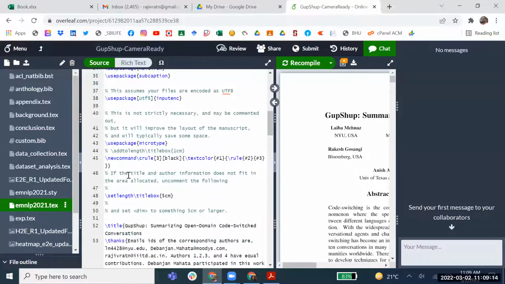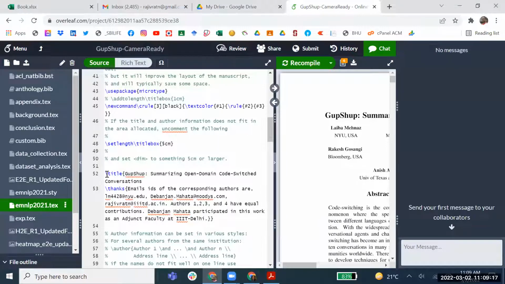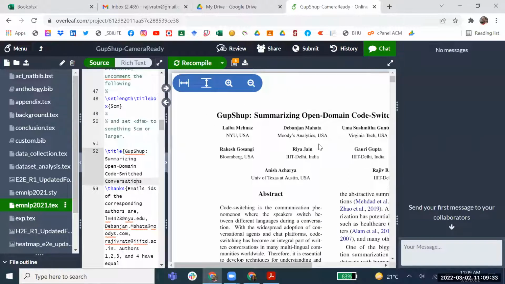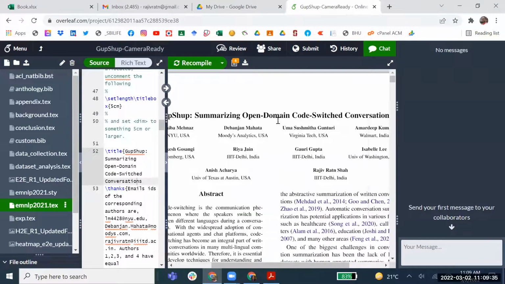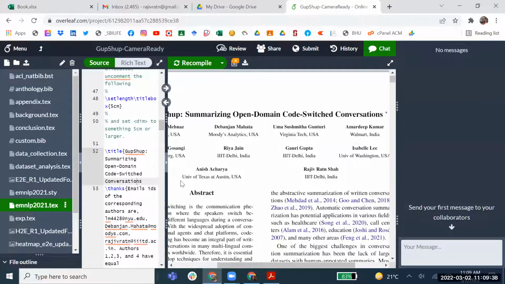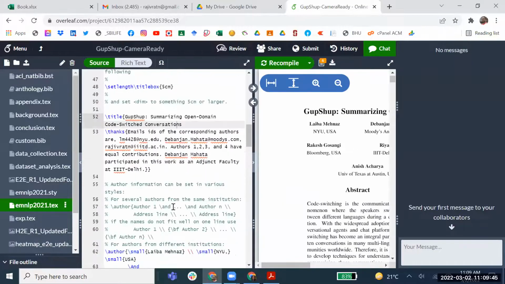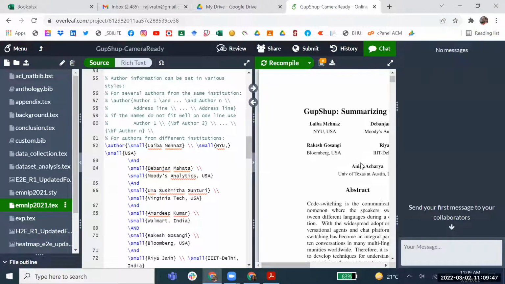If you have to write the title, there is a tag called title. You can simply write the title within this. For example, our paper name was Gupshup: Summarizing Open Domain Code-Switched Conversations. Whatever you write here, a PDF is automatically generated and it will come here. Similarly, there is a tag for authors. You simply write the names of all your group members, and that will come here.